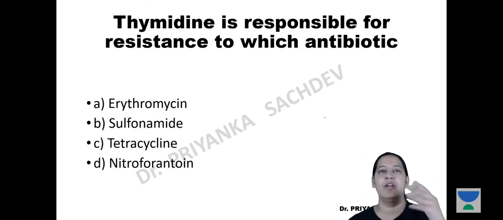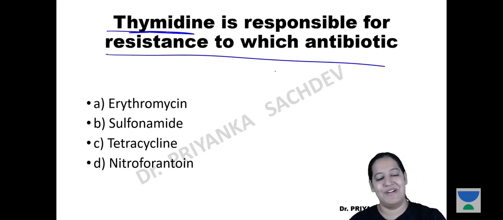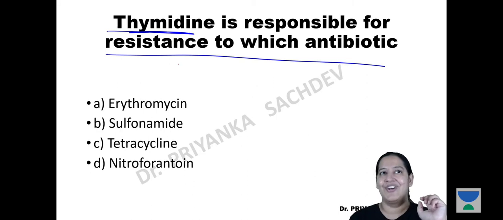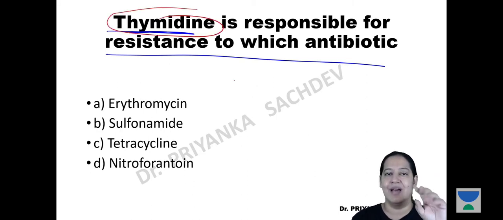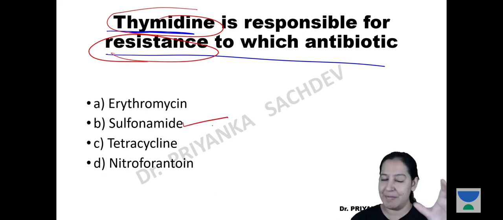This is the next question in front of you. Thymidine is responsible for resistance to which antibiotic? It is an indirect question. You know the four bases are there: adenine, guanine, cytosine and thymidine. Thymidine is responsible for resistance of which antibiotic? You all are right. The correct answer here is sulfonamide only. Let me explain this question.